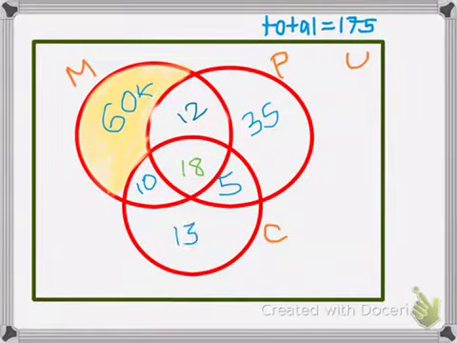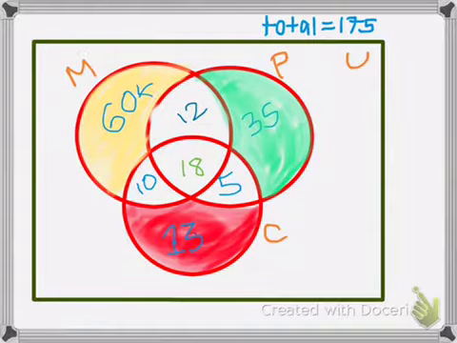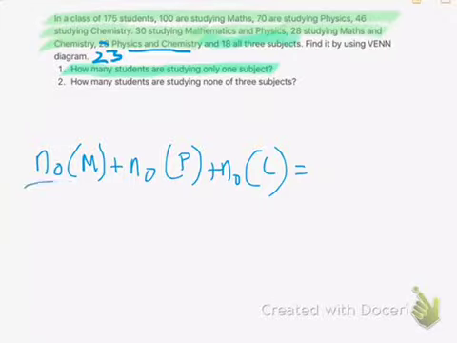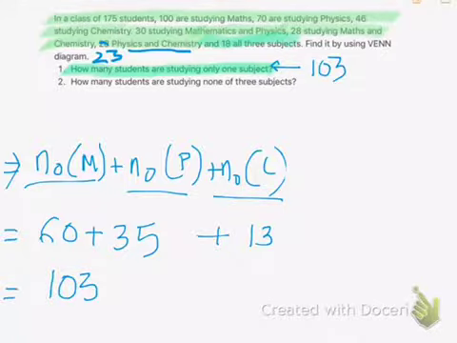Now let us jump into the question: how many students are studying only one subject? The students studying only one subject are represented by the colored portions here, yellow, green and red, which in total give, let's use the formula here, n only M plus n only P plus n only C, which is 60 plus 35 plus 13. The total gives 103. So the number of students studying only one subject is 103.